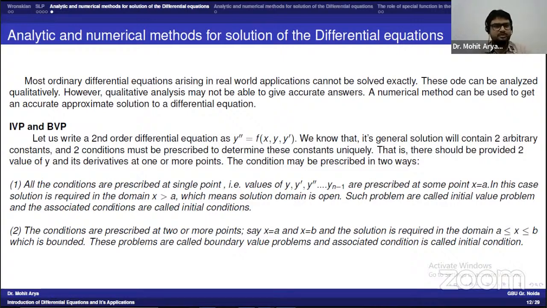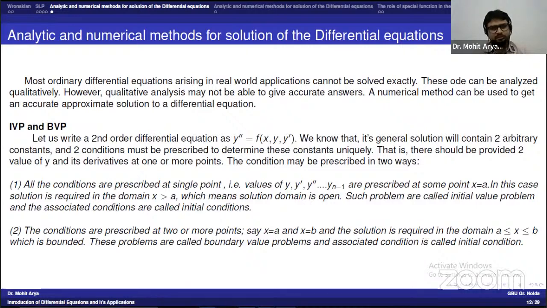Here we see that first, all the conditions are prescribed at a single point. The values of y' (or we can say the n minus 1 derivatives) are prescribed at some point x equal to a. In this case, the solution is required in the domain x greater than a, which means the solution domain is open. Such problems are called initial value problems, and the associated conditions are called initial conditions.